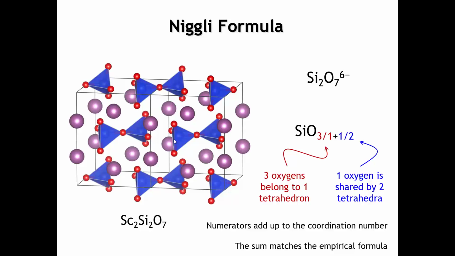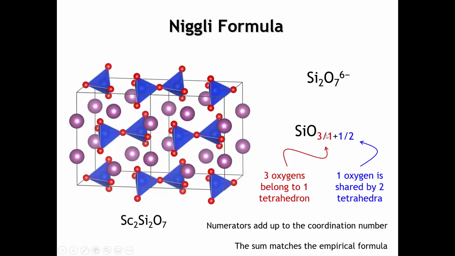Now, the Niggli formula for this anion is shown here: SiO3/1 plus 1/2. So what does all this mean? We generally are going to have only one atom at the beginning. That's going to be typically the cation, at the center of the polyhedron. And then we have these fractions which represent the different kinds of anions in the polyhedron.